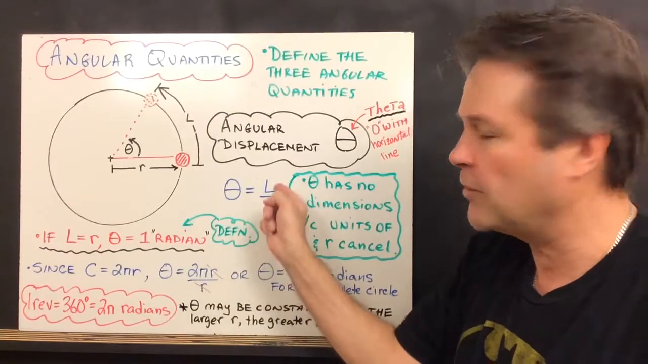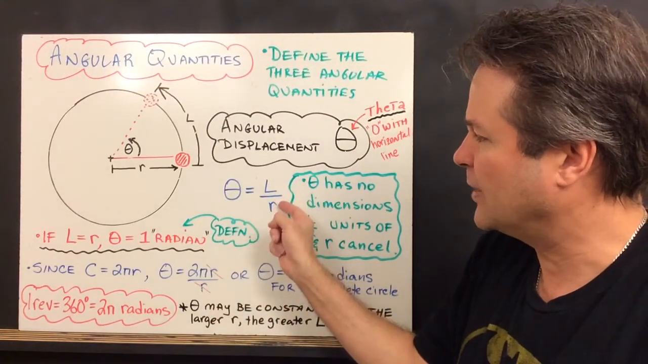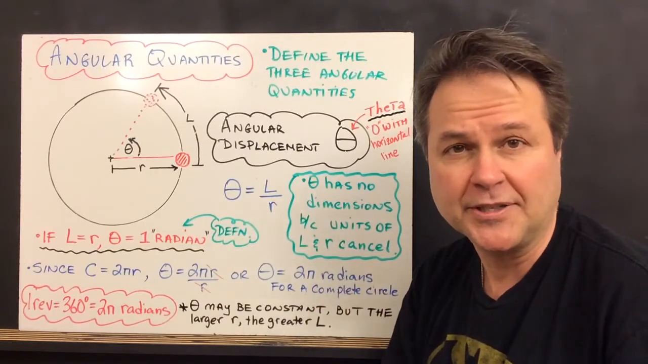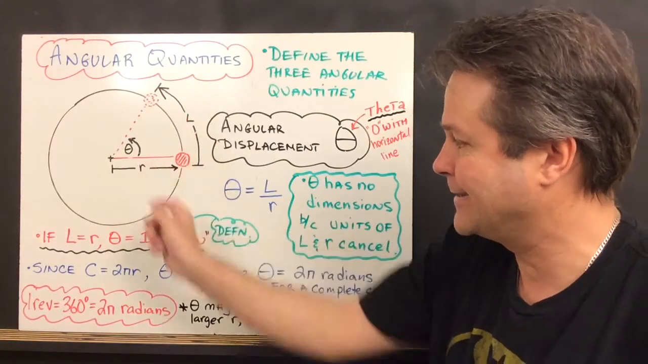Now, since these are both linear measurements, the units will cancel each other out, and that means that theta does not have any dimensions itself. It's just a ratio between these two lengths.